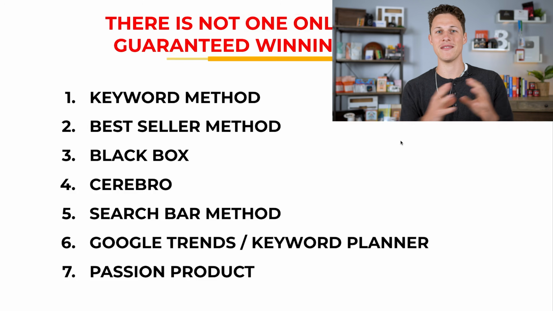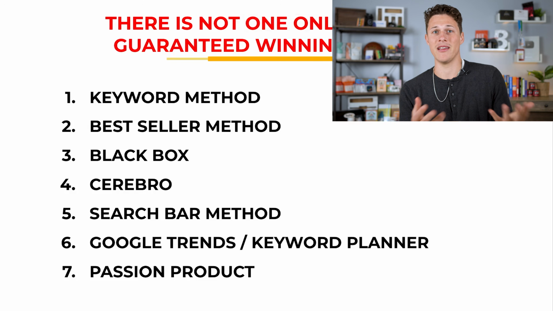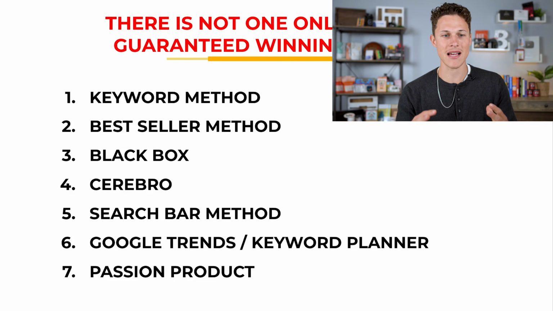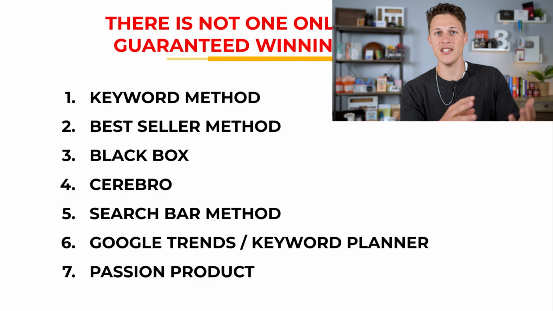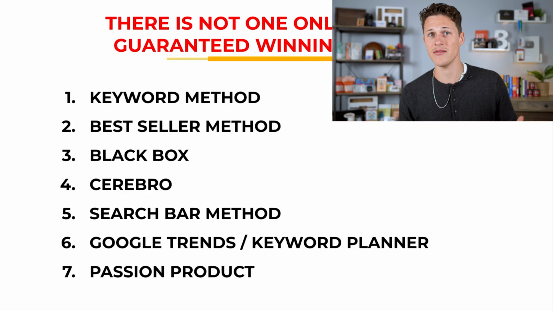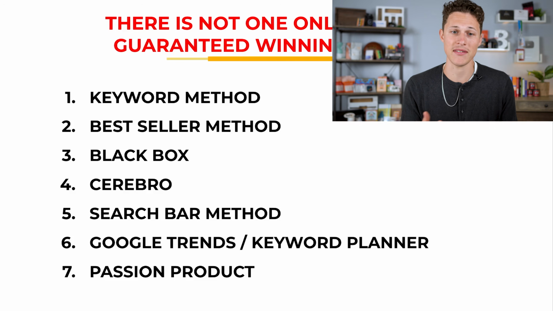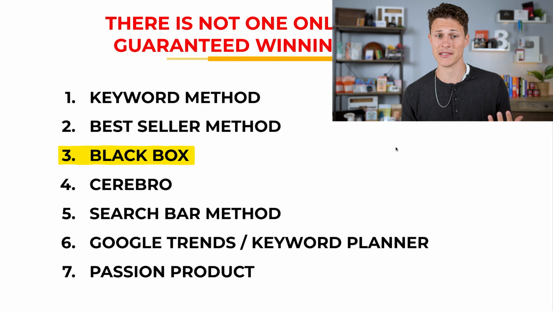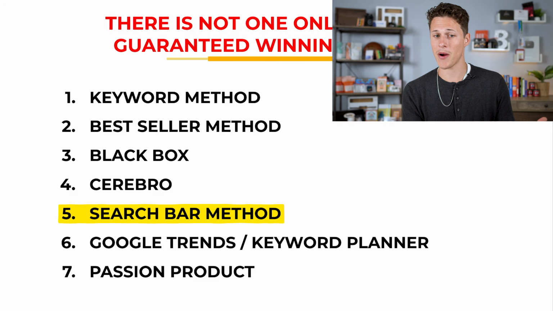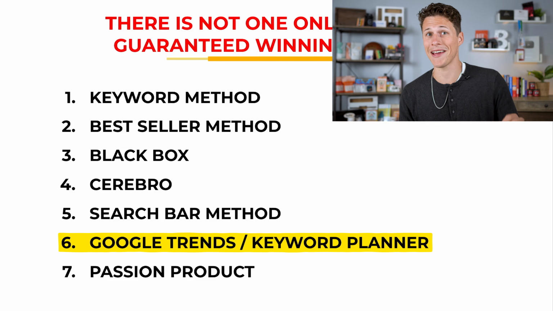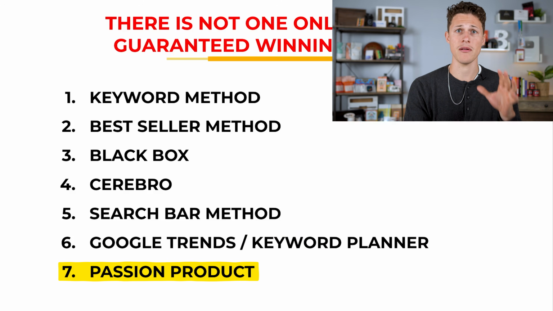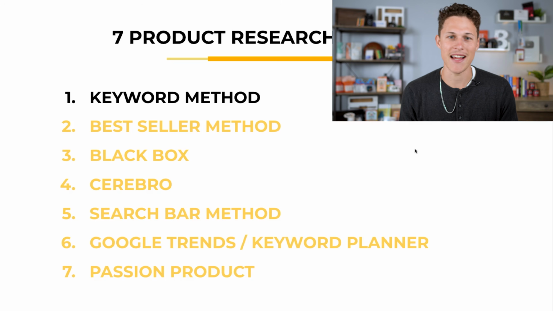There's not only one method to make a great product on Amazon. There are, in our opinion, 7 that we use. And you can use one of these 7, you can combine these 7, and I'm going to break down what exactly each one of these 7 are today, how you can use them and utilize them the best to have success on Amazon. So just going through here, we have the keyword method, we have the bestseller method, we have Black Box, we have Cerebro, we have the search bar method, we have Google Trends and the keyword planner, and a bonus one I'll talk about right there. And then finally, we have starting a passion product. So let's dive in here a little bit.